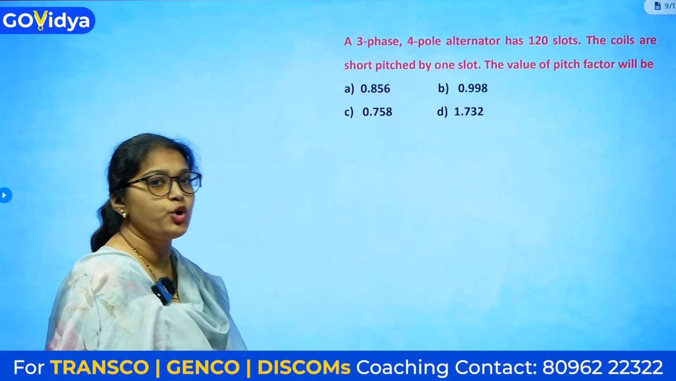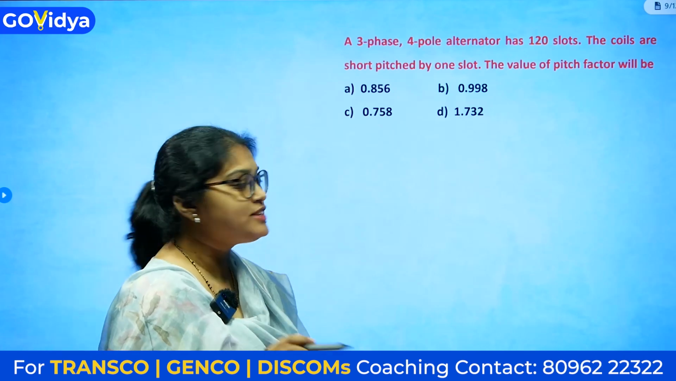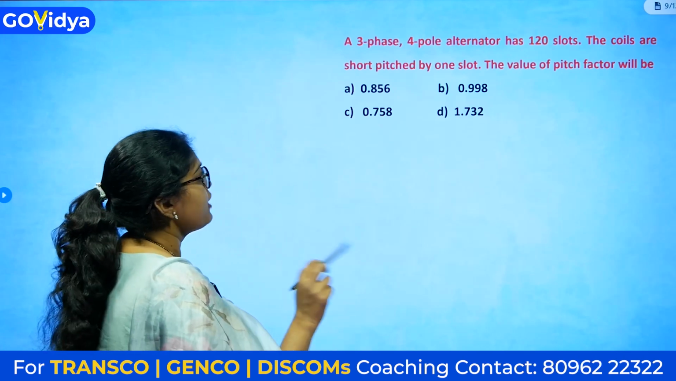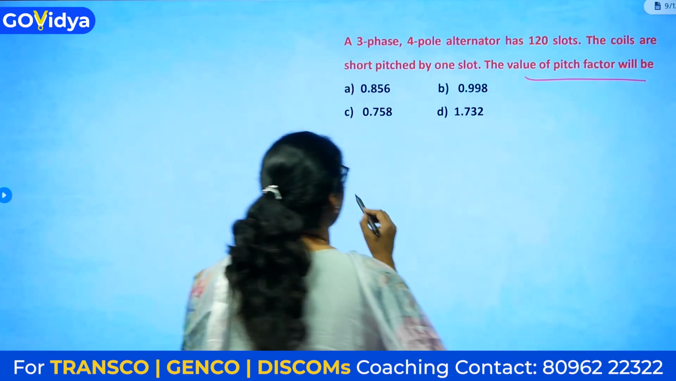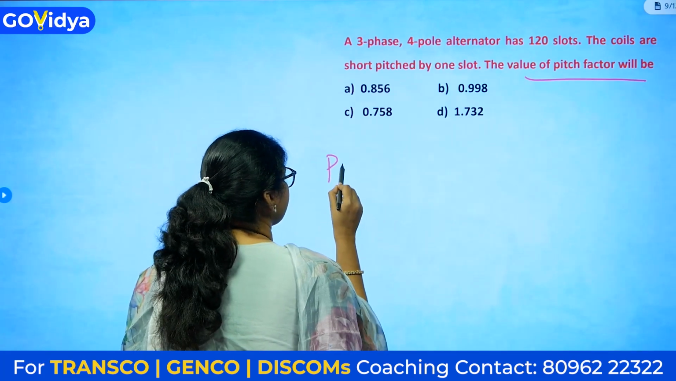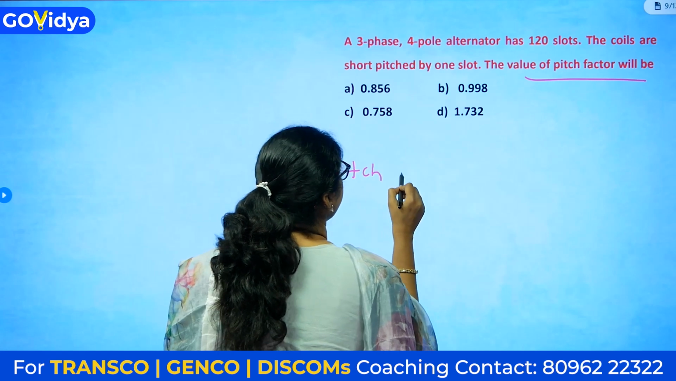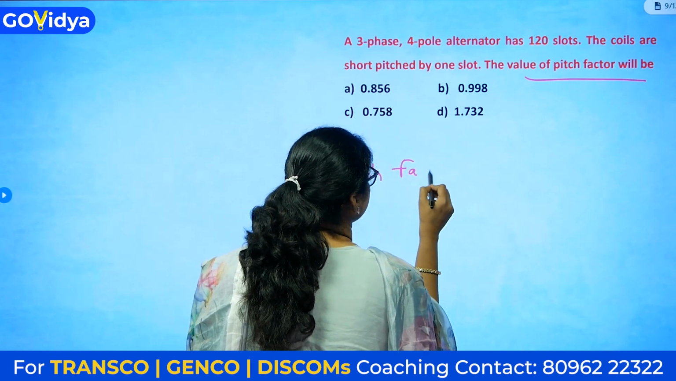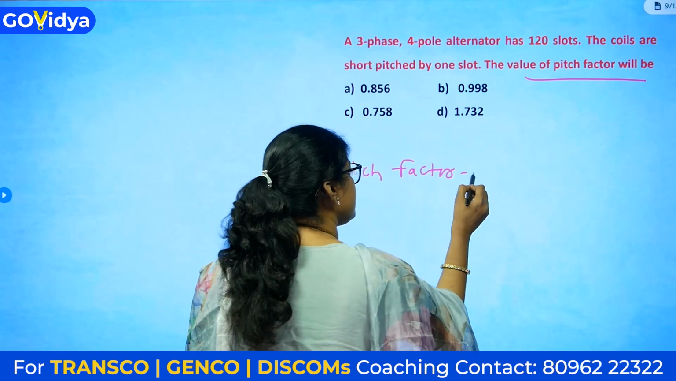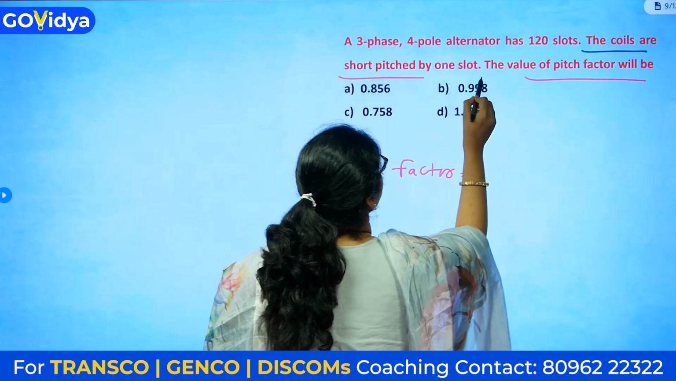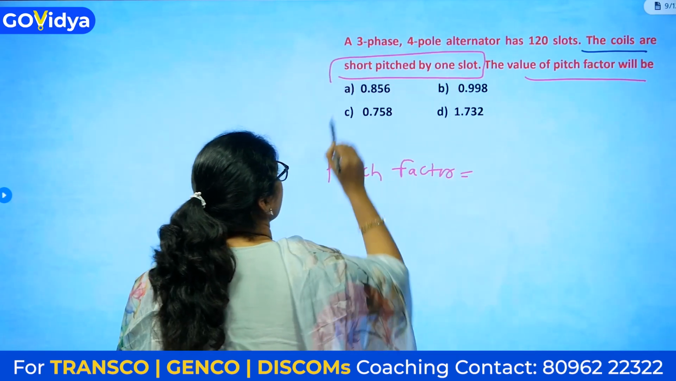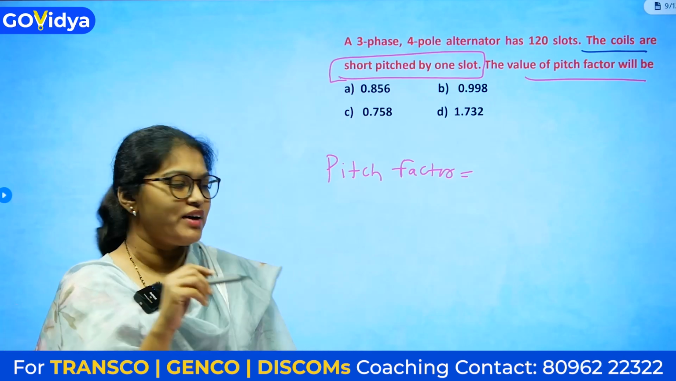A 3-phase 4-pole alternator has 120 slots. The coils are short pitched by one slot. The value of pitch factor? So we have to calculate the pitch factor. But one more thing, if you observe the question, they have given that the coils are short pitched by one slot. Very important. The coils are short pitched by one slot.